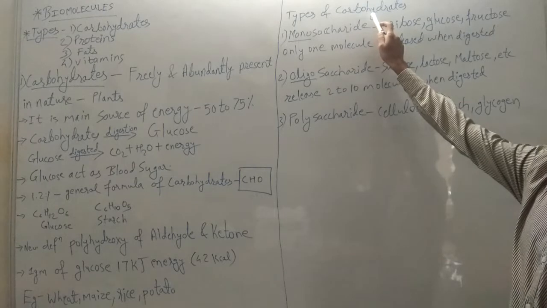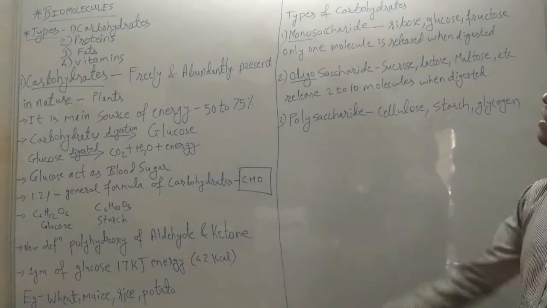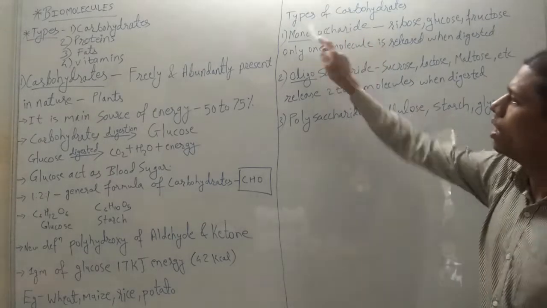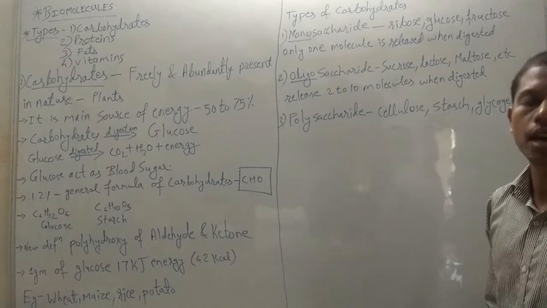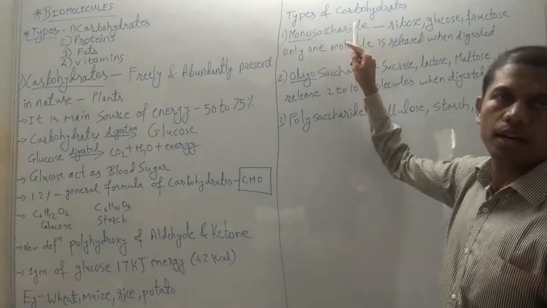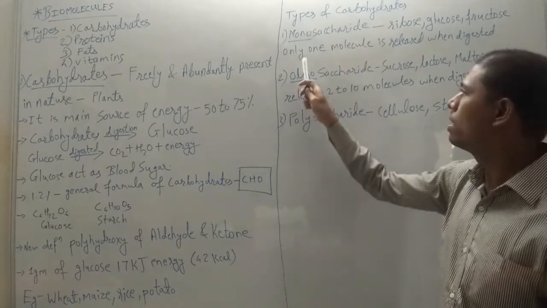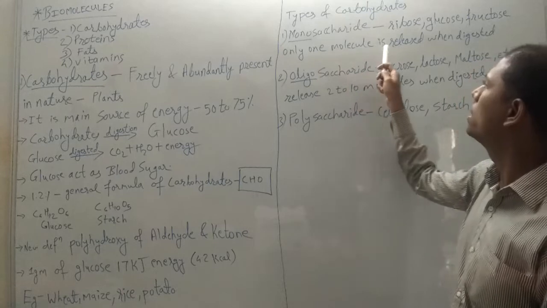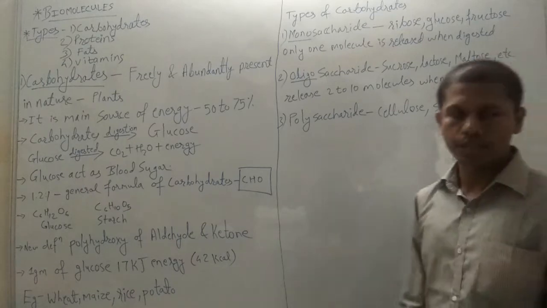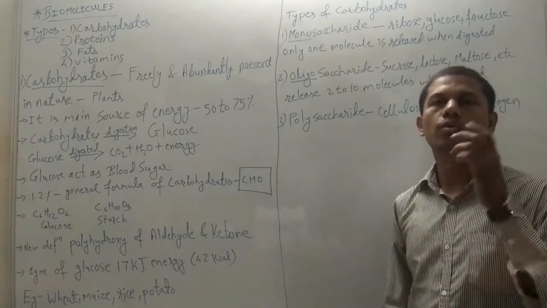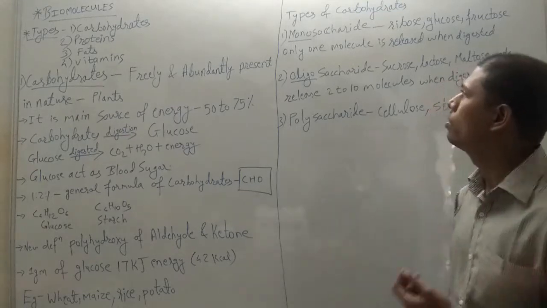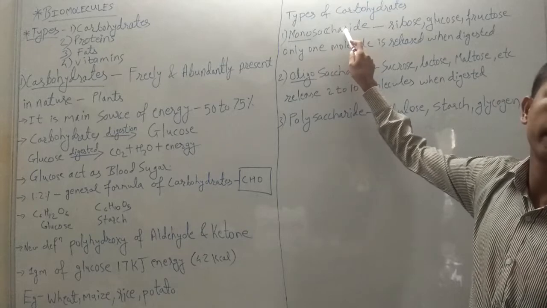Now let me tell you about the types of carbohydrates. The first type is the monosaccharide. Mono means single, and saccharide means sugar. What does it mean? Only one molecule is released when a monosaccharide sugar is digested, meaning that sugar is made up of only one kind of carbohydrate. So it is called a monosaccharide.